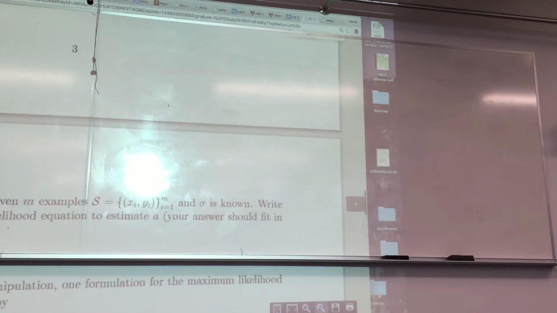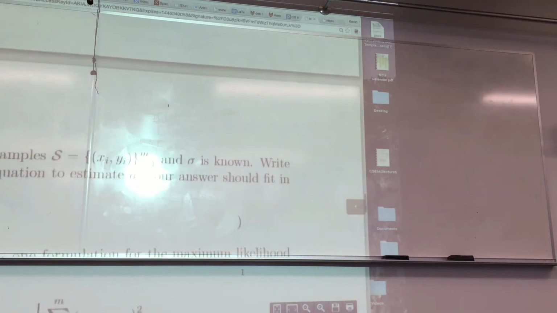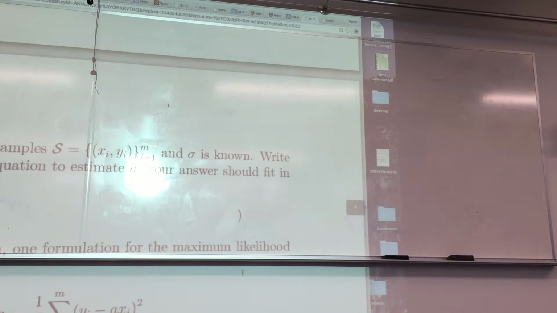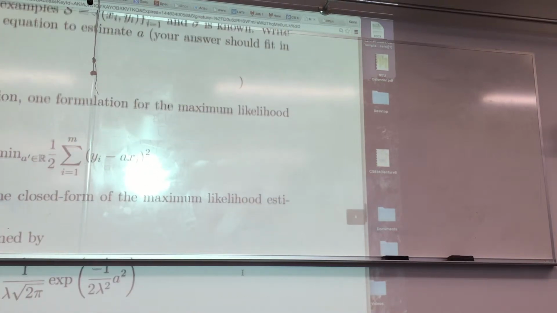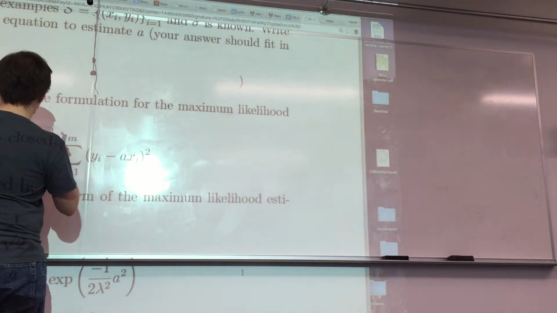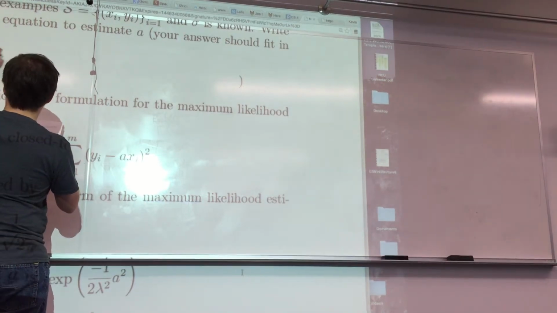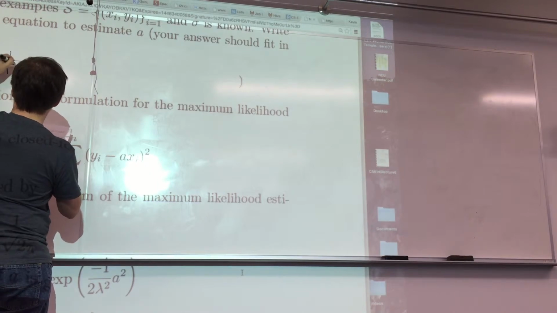I'll just write it and people can back reference it. I'm not asking anything special here, I'm just assuming the IID case, right? So it's a product over i of 1 over sigma root 2 pi.